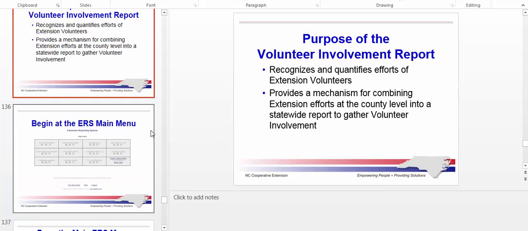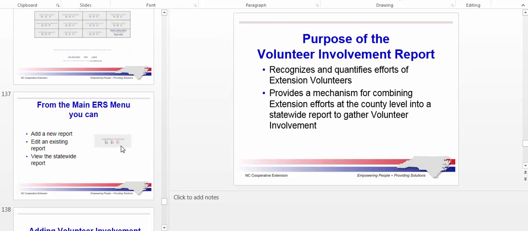This is one of the reports that goes in with our outcomes and impacts to show our outreach with the volunteer effort we have. It goes to the UNC General Administration and is asked for by our legislature oftentimes. So this area is very, very important.